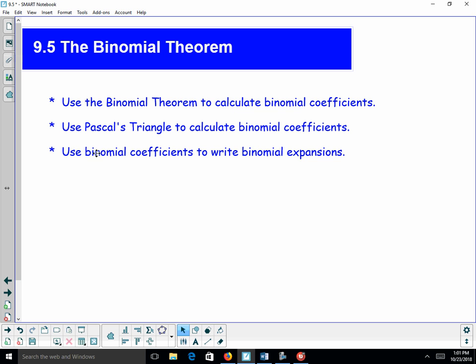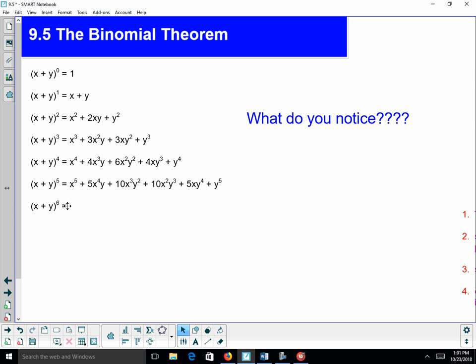Okay, today we're going to do the binomial theorem. We're going to use the binomial theorem to calculate binomial coefficients, use Pascal's triangle to come up with the coefficients, and then use these coefficients to expand the binomial. Just to refresh you, a binomial is two terms. When we expand these binomials, that means we're raising the binomials to a power, and we want to expand them.